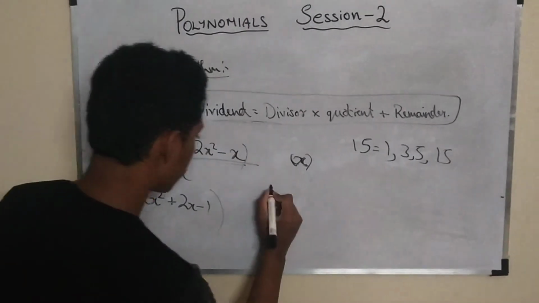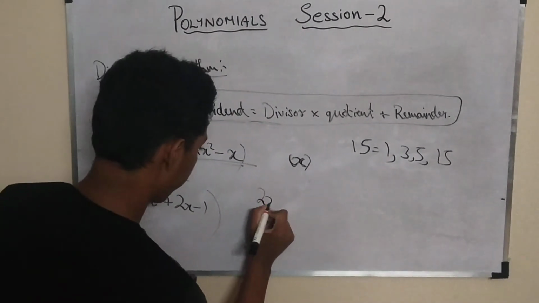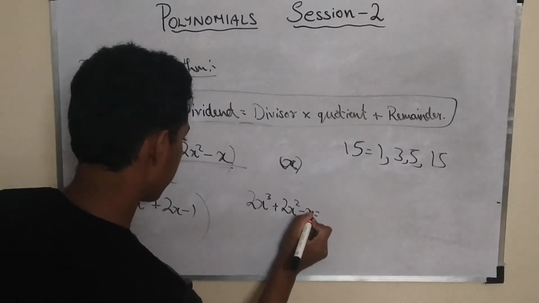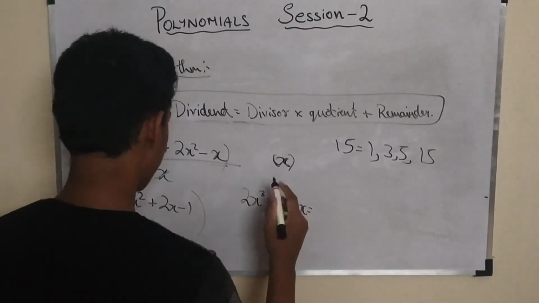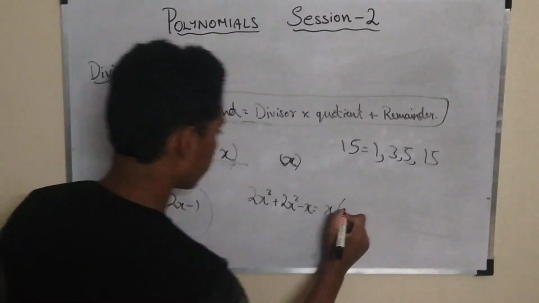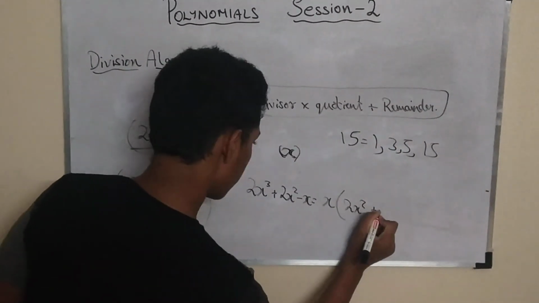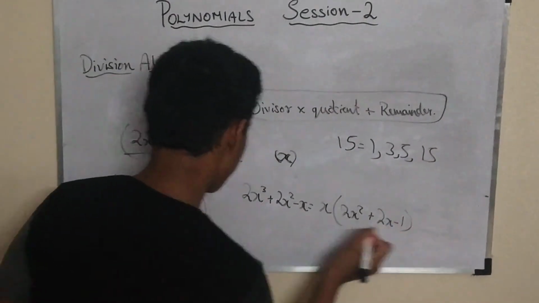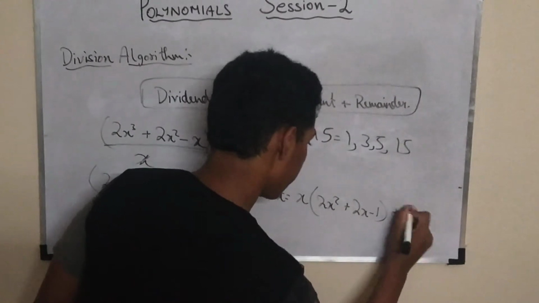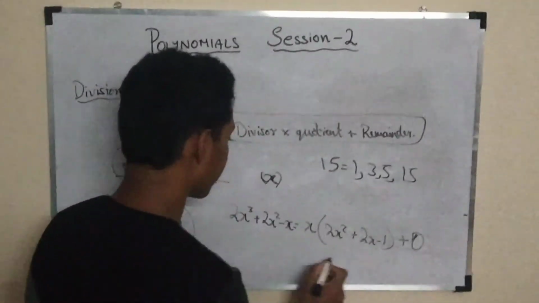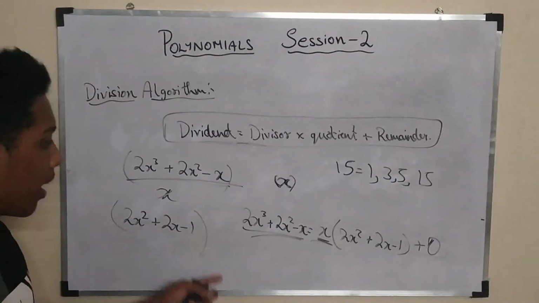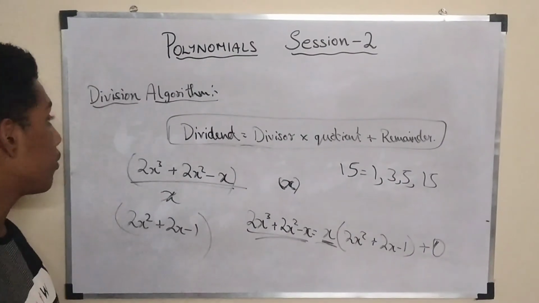So we can express the dividend 2x cube plus 2x square minus x as equal to x, which is the divisor, times the quotient, which is 2x square plus 2x minus 1. And did we divide this completely? Yes. So the remainder would be 0. If the remainder is 0, you can directly say that x is a factor of 2x cube plus 2x square minus x. So that's all for today, guys.